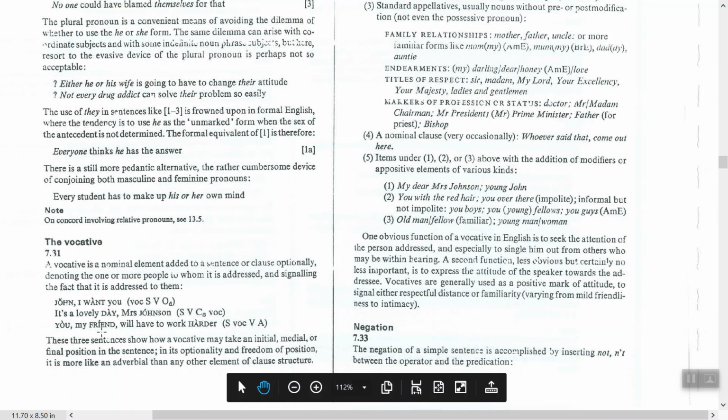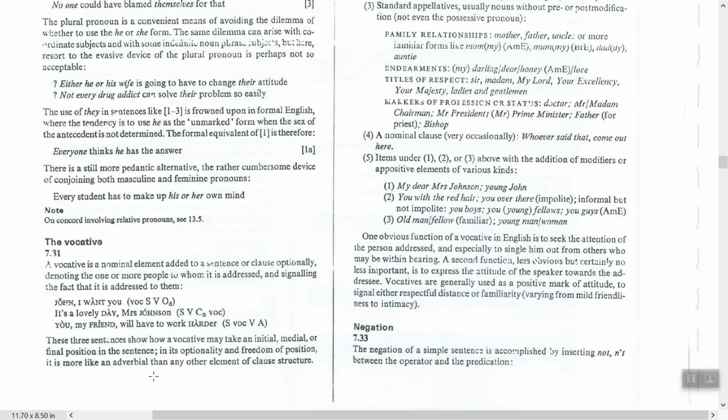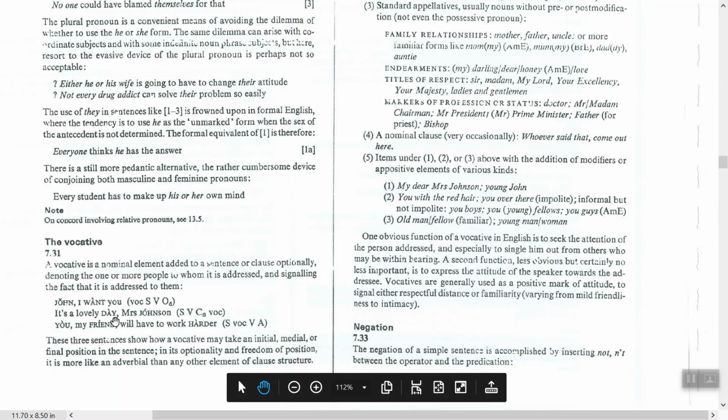You, my friend, will have to work harder. These three sentences show how a vocative may take an initial, medial, or final position in the sentence. In its optionality and freedom of position, it is more like an adverbial than any other element of clause structure. Okay, so vocative is similar to adverbs. How is vocative similar to adverb in its position and optionality?